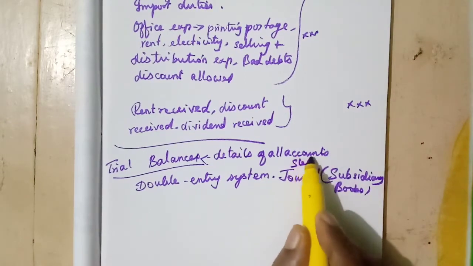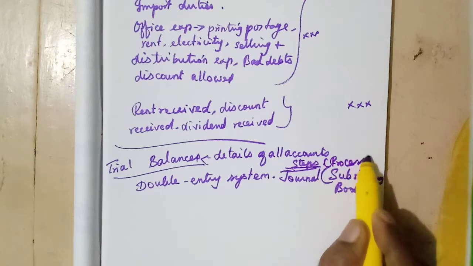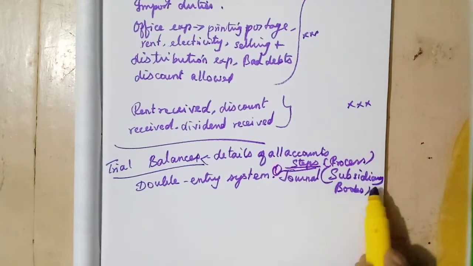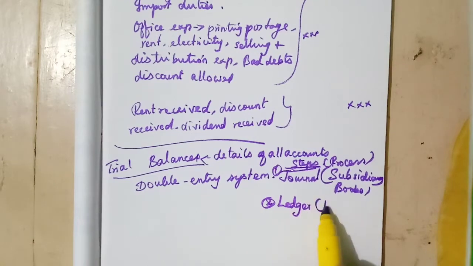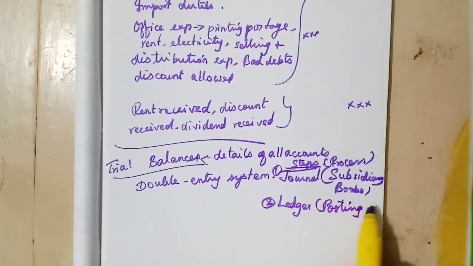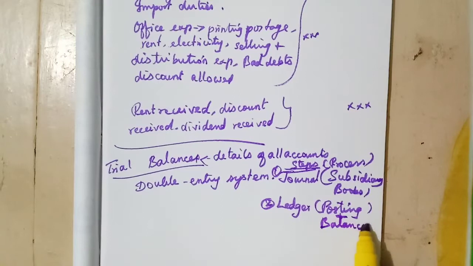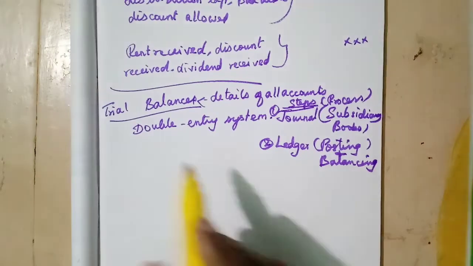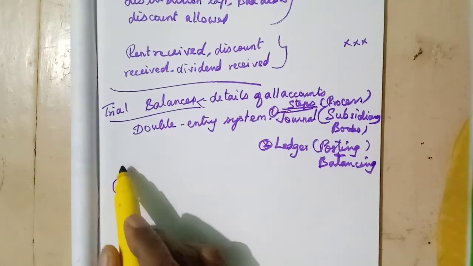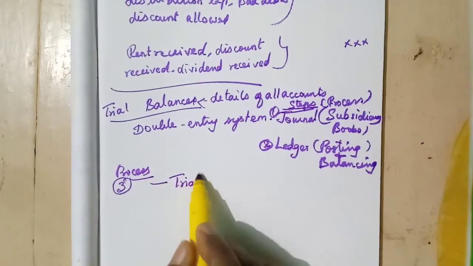Okay, steps of the process of accounting. First one is preparing journal entries or entering in the subsidiary books. Next one, preparing ledger accounts or posting and balancing, that we have done, isn't it? That is the second step we have learned, the second process of accounting. Now, the third process of accounting is what? Preparing trial balance.